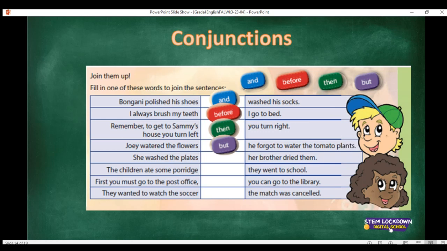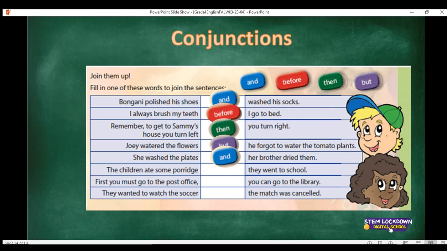She washed the plates. Her brother dried them. So she washed the plates and her brother dried them. So this one you could actually use too. So you could say she washed the plates and her brother dried them. Or you could say she washed the plates, then her brother dried them. So there is always sentences that can have two.